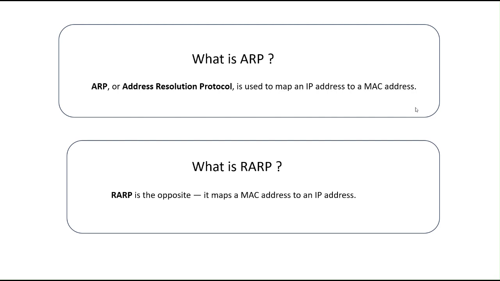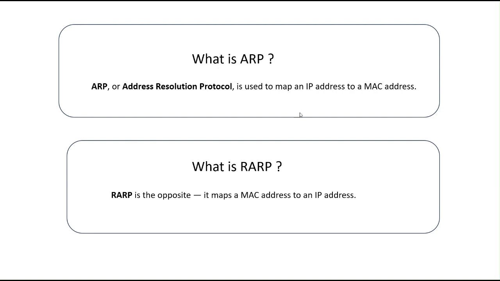So imagine you want to send data to someone within your local network. You just know their IP address but not their MAC address. So your PC sends out an ARP request like who has this IP address, for example, 192.168.11.4, and this device with that IP address replies with its MAC address. It's simple, right?